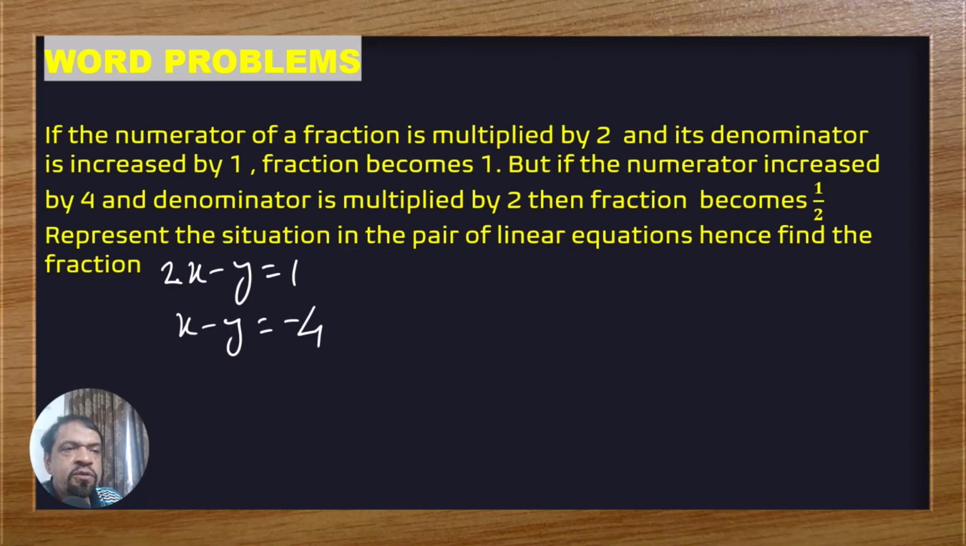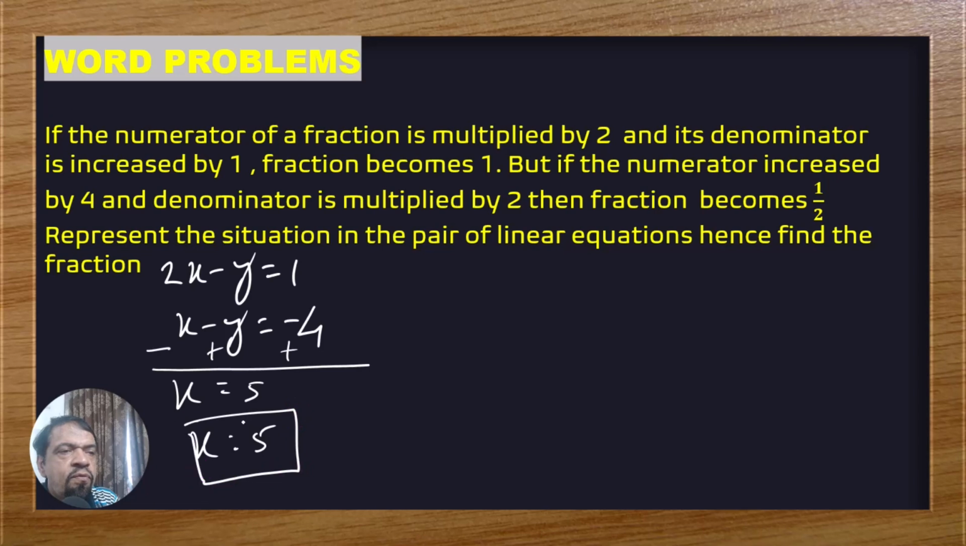See student, it depends on you. You can use either the substitution method or the elimination method. So I am using the elimination method here because the coefficients are already equal. So it is very easy. I am subtracting here. Coefficients and signs are equal. By subtracting, 2x minus x is x. This minus minus plus, so y will be cancelled. Then 1 plus 4 is 5. So x is equal to 5.